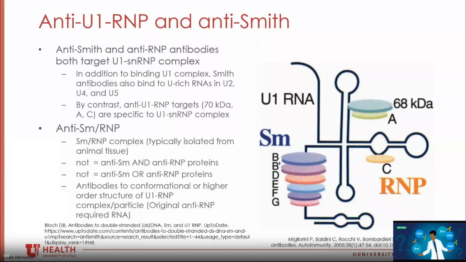RNP antibodies can be detected and measured using a variety of antigens, as well as diverse types of solid phase immunoassays. Antibodies against the Smith RNP complex are typically detected using antigen that is isolated from animal tissue. They are not the same as the antibodies detected using RNP-specific proteins or Smith-specific proteins, but instead are antibodies to conformational or higher order structure of the U1-RNP complex formed by the combination of U1-RNP proteins, U1-RNA, and Smith proteins.